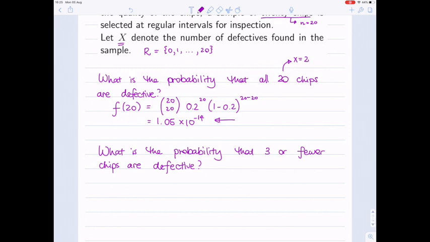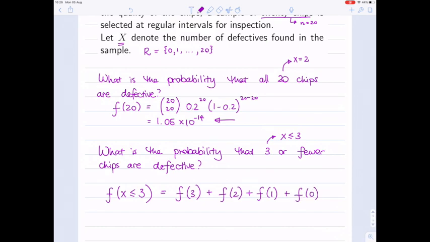A slightly more sensible question to ask would be, what's the probability that 3 or fewer of the chips are defective? So here we're wanting to have that the number of defective chips is less than or equal to 3. So we want to have the probability that x is less than or equal to 3, and this means it's going to be the probability that exactly 3 are defective, plus the probability that exactly 2 are defective, plus the probability that exactly 1 is defective, plus the probability that none of them are defective.